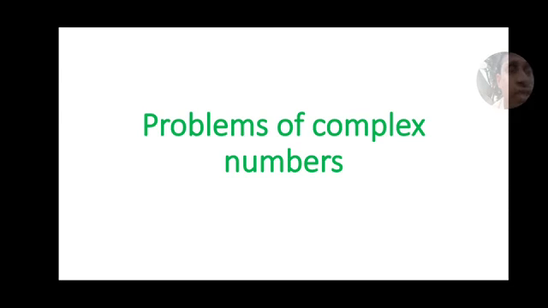In the previous class we discussed what a complex number is, its definition, and addition, subtraction, multiplication and division of complex numbers, and properties of addition and multiplication, additive inverse that is minus z and multiplicative inverse 1 by z, and conjugate of a complex number and modulus of a complex number and properties of them. Today's class we are going to learn some problems related to the previous class.